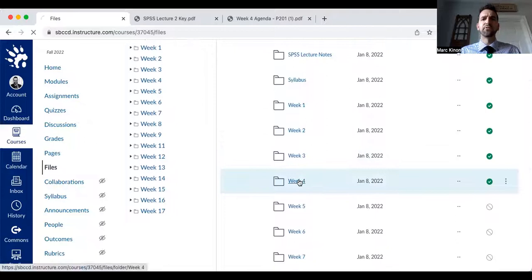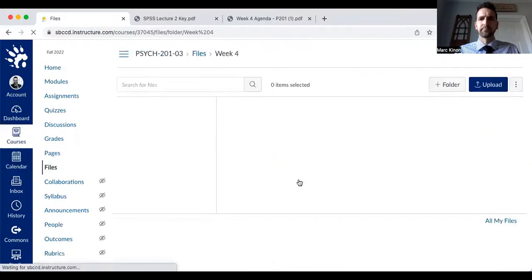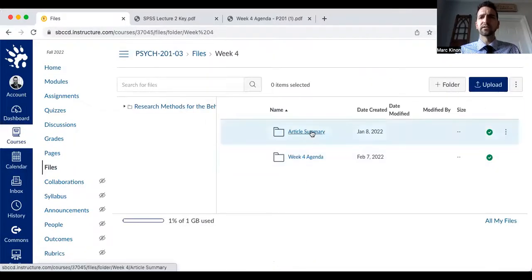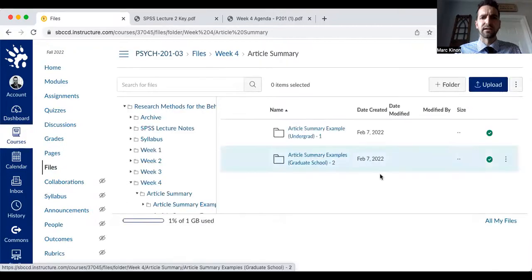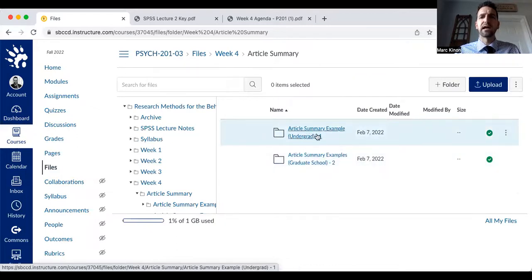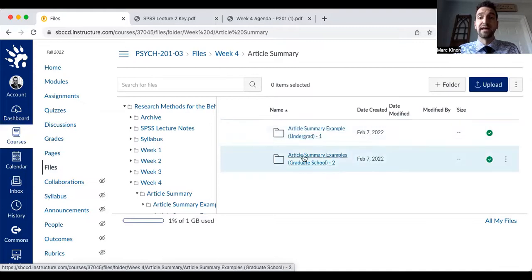So if we go to the week 4 folder, you'll see I included a bunch of article summaries for you to look at. There are some from my undergraduate days and some from my graduate school days, so you'll see a combination of both. But again, the requirement is 1 page, double spaced, 1-inch margins, size 12, Times New Roman, right? That's APA style.